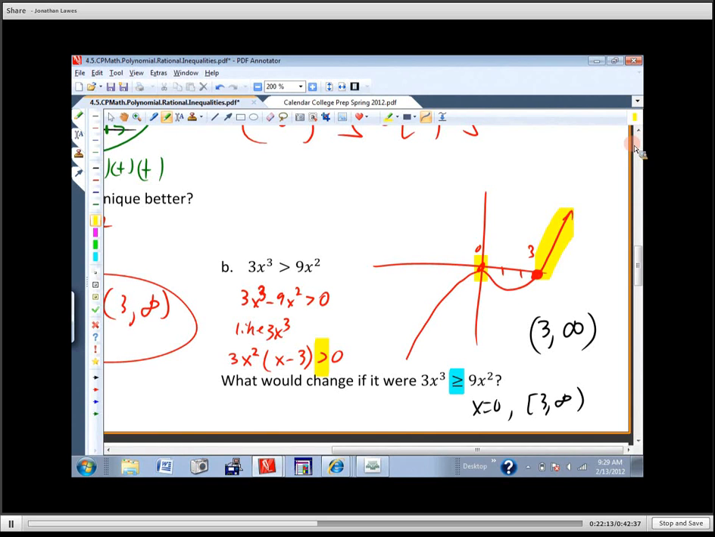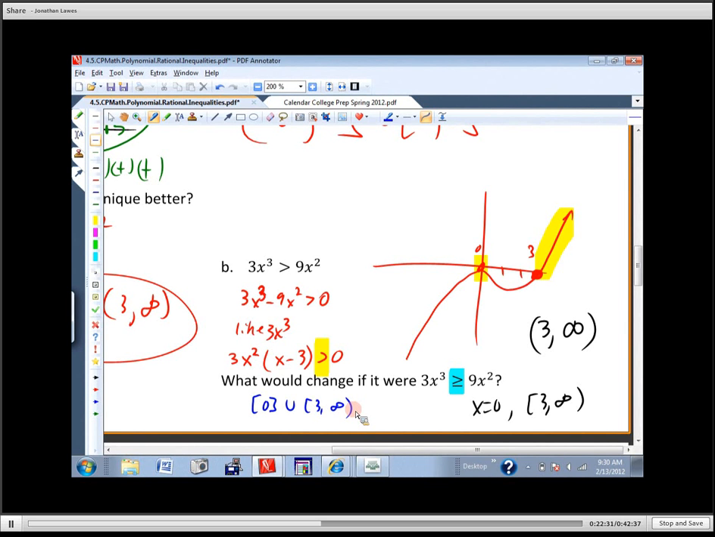Yeah? I was wondering, could you have a union? If you wrote like square bracket, 0, square bracket, and then union? Oh, yeah, you could do that. So you could do 0, union, 3 to infinity. You could. Yeah, that'd be fine. Any questions?